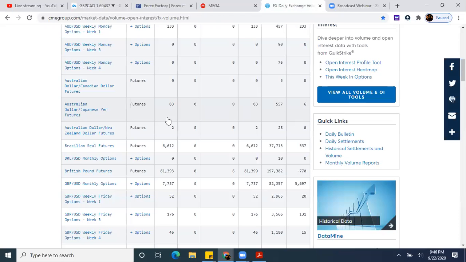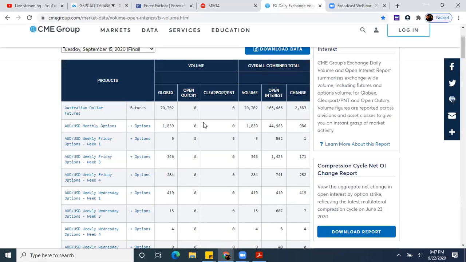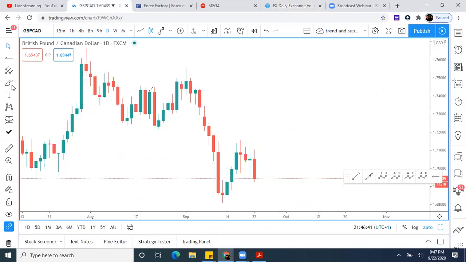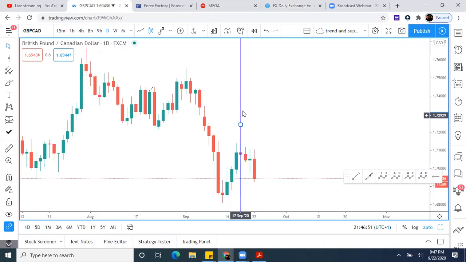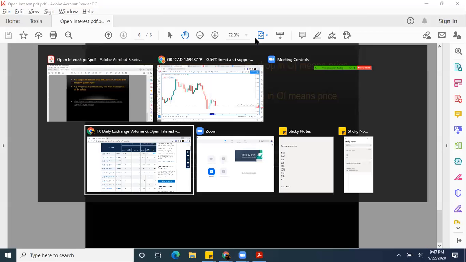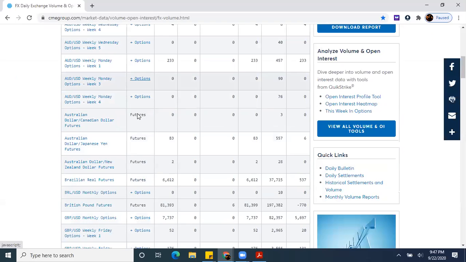Now we're looking at GBP futures, and we're here on Tuesday, right? When we come to TradingView, let's have a vertical line somewhere here. Right, great. So we have Tuesday on GBP, Great British Pound.